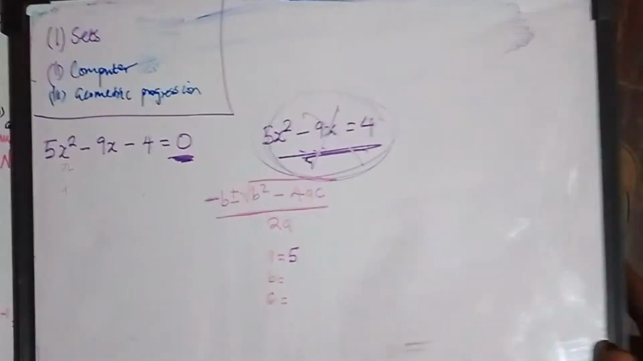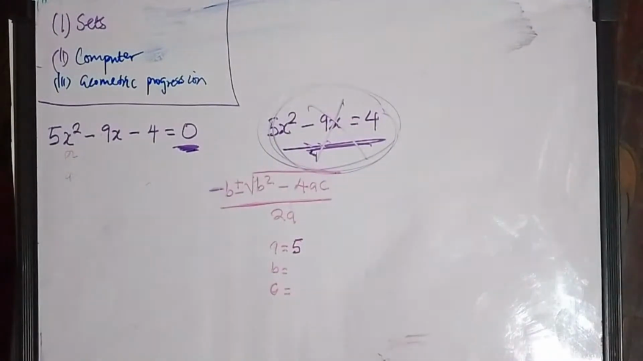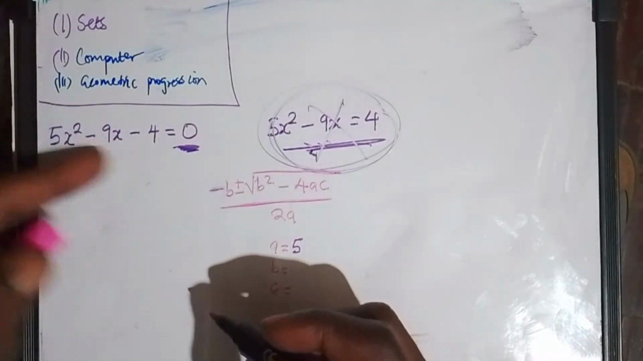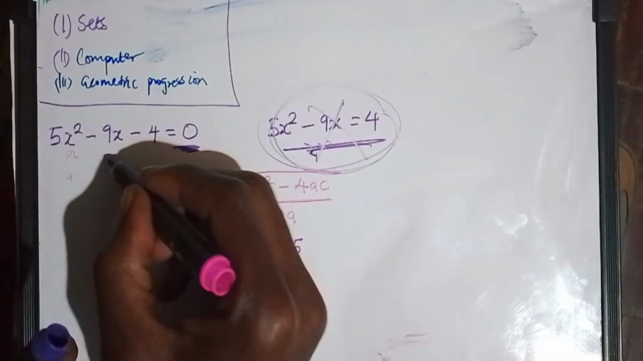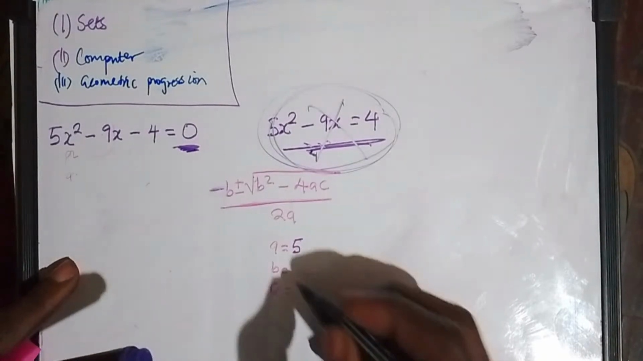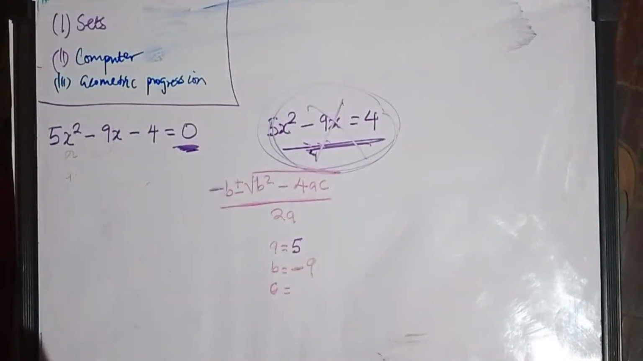Moving on to our second letter, which is B. B is the number which does not have x squared, but it has x. So this is the number which has only x. It is B, this one. In our case, it's negative 9. You get it including the sign. So here we have negative 9.